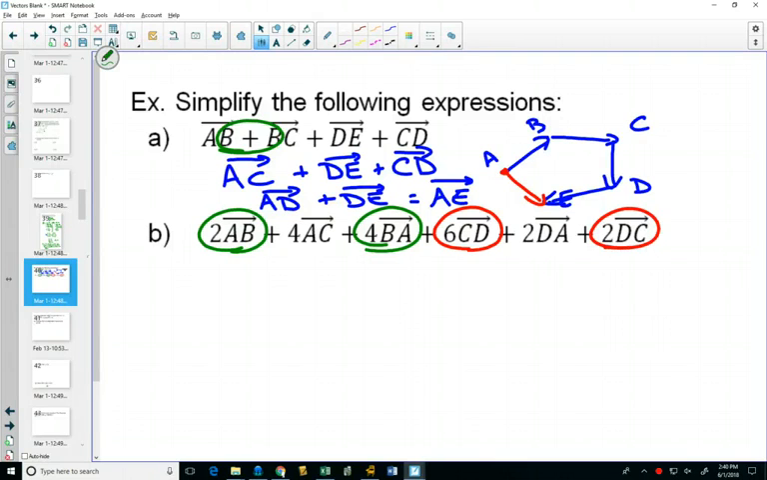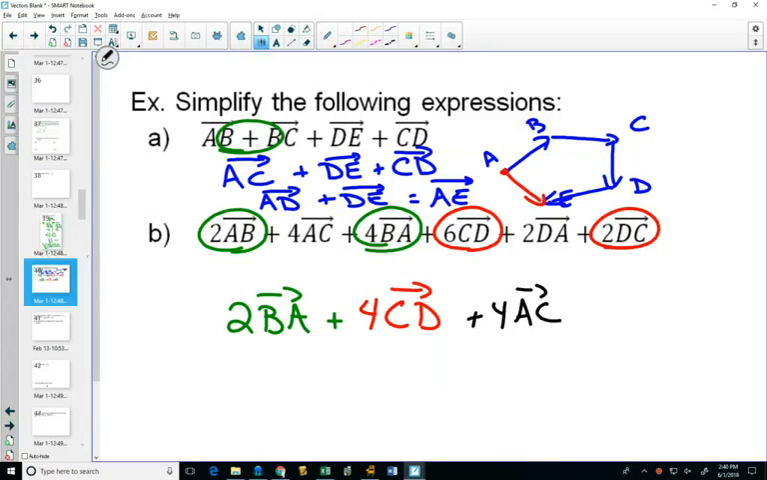If you're going 2 in the direction of AB and later you go 4 in the direction of BA, those are reverse directions. Those put together, can you see that the green ones put together are going to be 2BA? The red ones put together are going to be 4 CDs. And I'll just rewrite the rest of the things that we have. 4 ACs and 2 DAs.